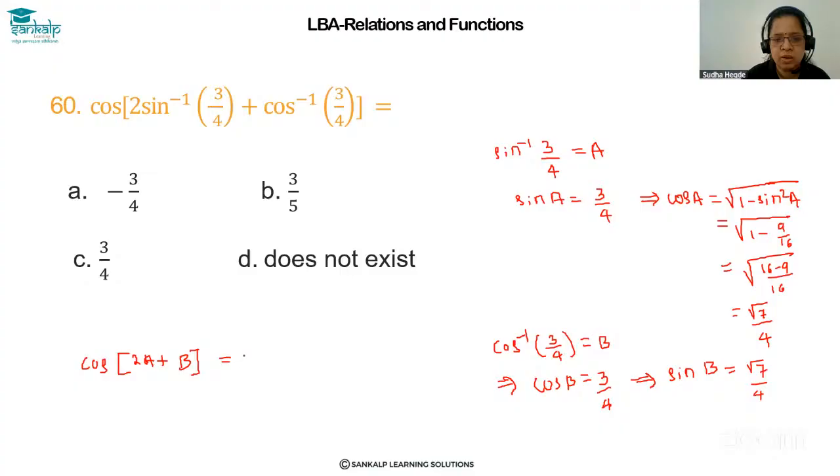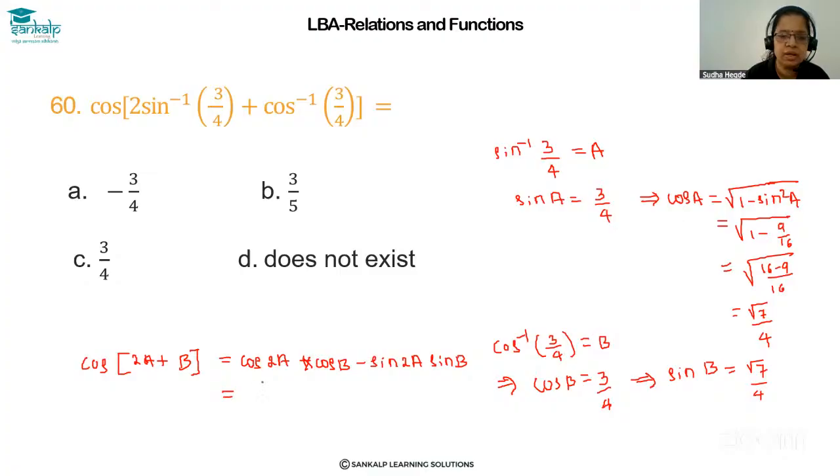So that is cos 2A into cos B minus sin 2A into sin B. Okay. So cos 2A, cos of 2A value. How do you find? Find cos 2A.